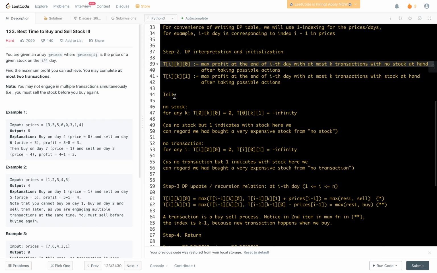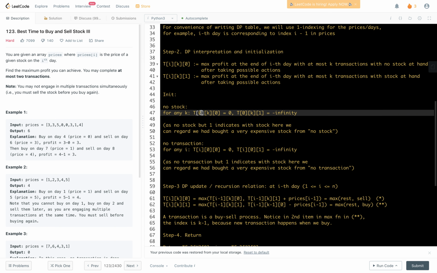It's also important to do the proper initializations. We are going to consider two cases. First is no stock, in other words, i equals 0. Notice that the days start from the first day, second day, right? So if we have the 0th day, we do not have stock yet. In this case, for any k, T[0][k][0] would be set to 0. The reason is that we have no stock, and we result with no stock, so it's 0. And T[0][k][1], I will set to negative infinity. So we have no stock, but we end with stock.